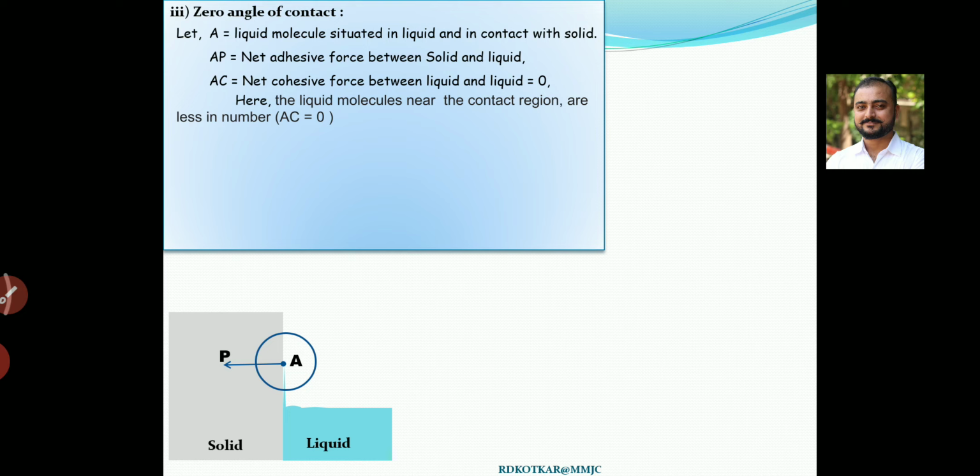Means the point where the liquid and solid are in contact, that particular region or point, where we see that the number of liquid molecules in contact with the solid is very less, approximately equal to 0. So because of that, if there are very few molecules or no molecules of liquid, there is no cohesive force. Means cohesive force due to the liquid molecules is equal to 0.